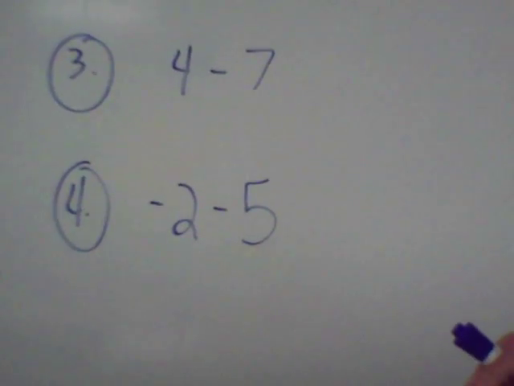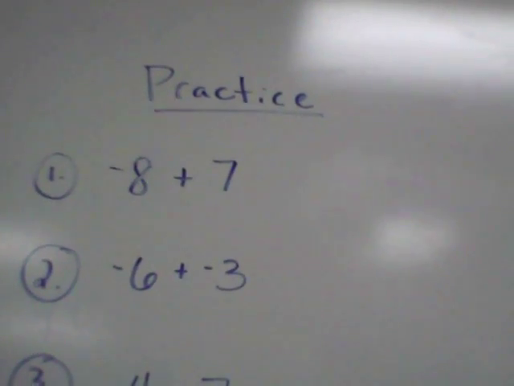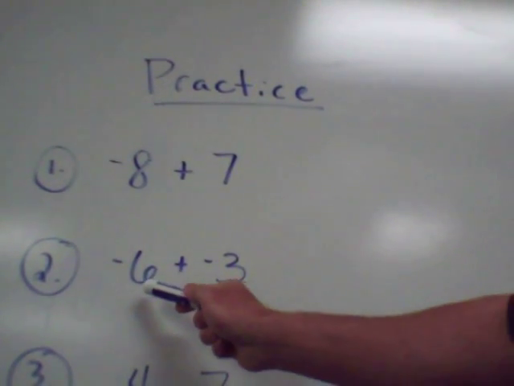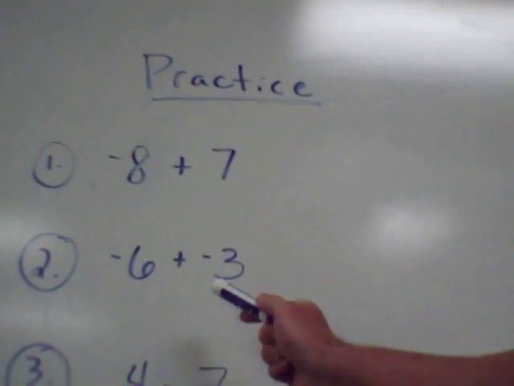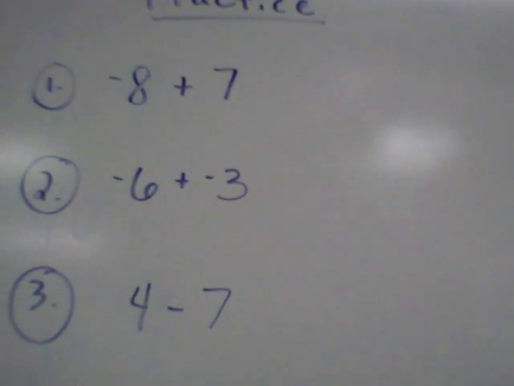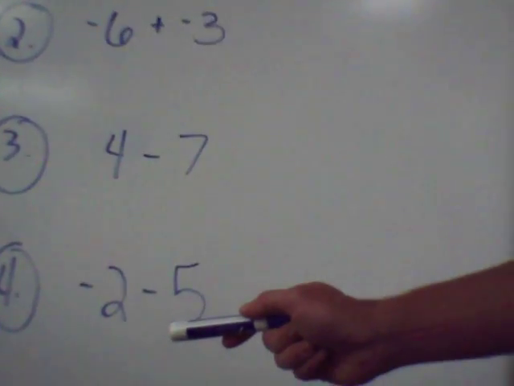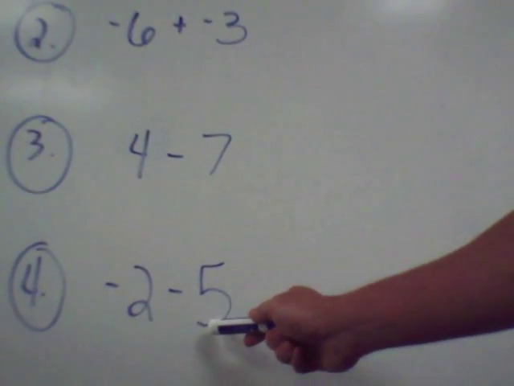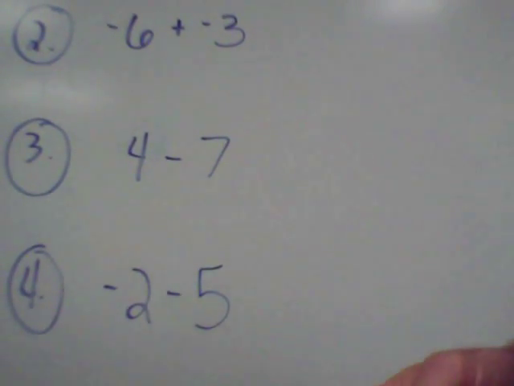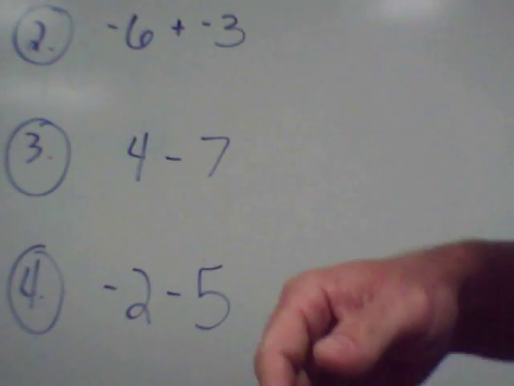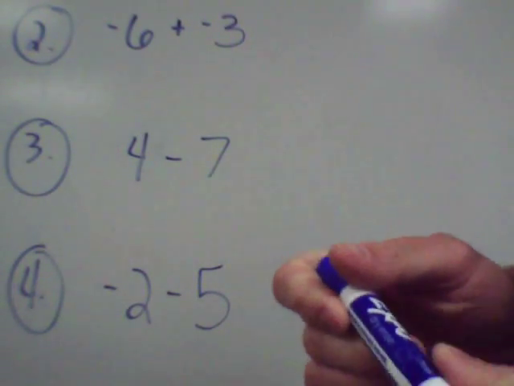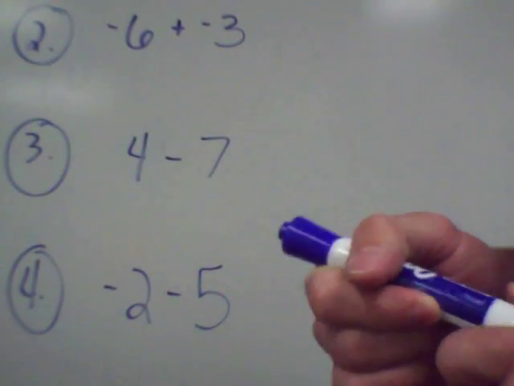The practice for tonight, I have 4 problems. Negative 8 plus 7. Negative 6 plus negative 3. 4 minus 7. And negative 2 minus 5. So try those, see what you get for an answer. You can always double check it on your calculator if you want to know the answers right away. If not, we will check this on Thursday, August the 16th.